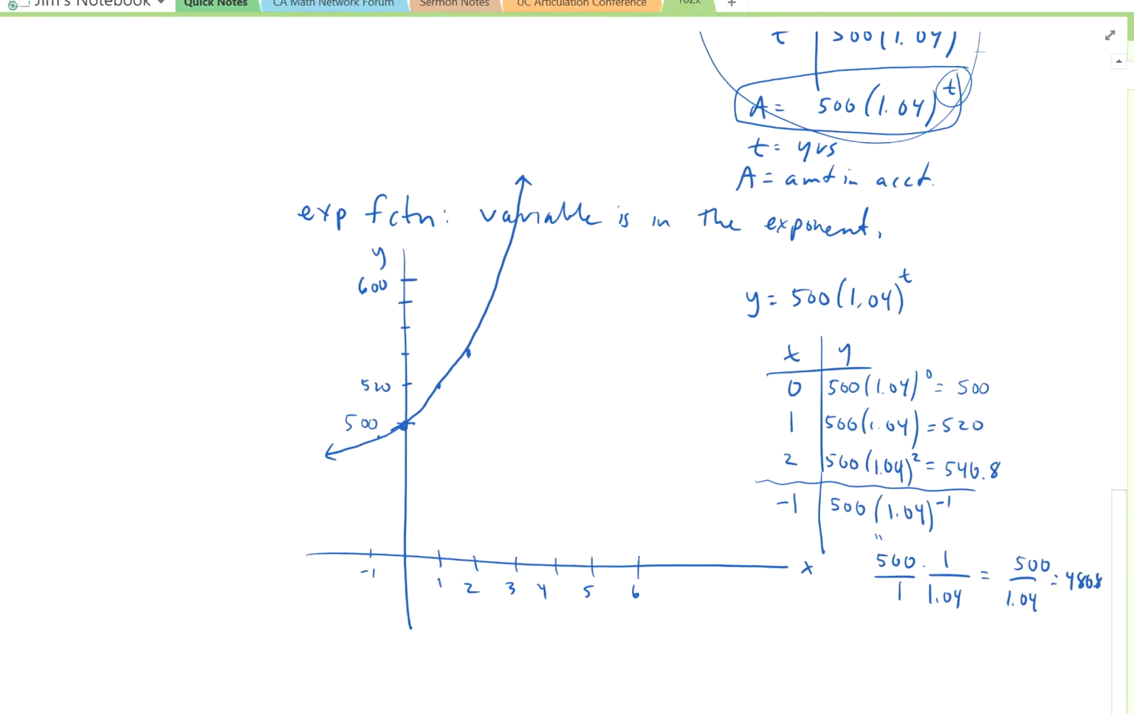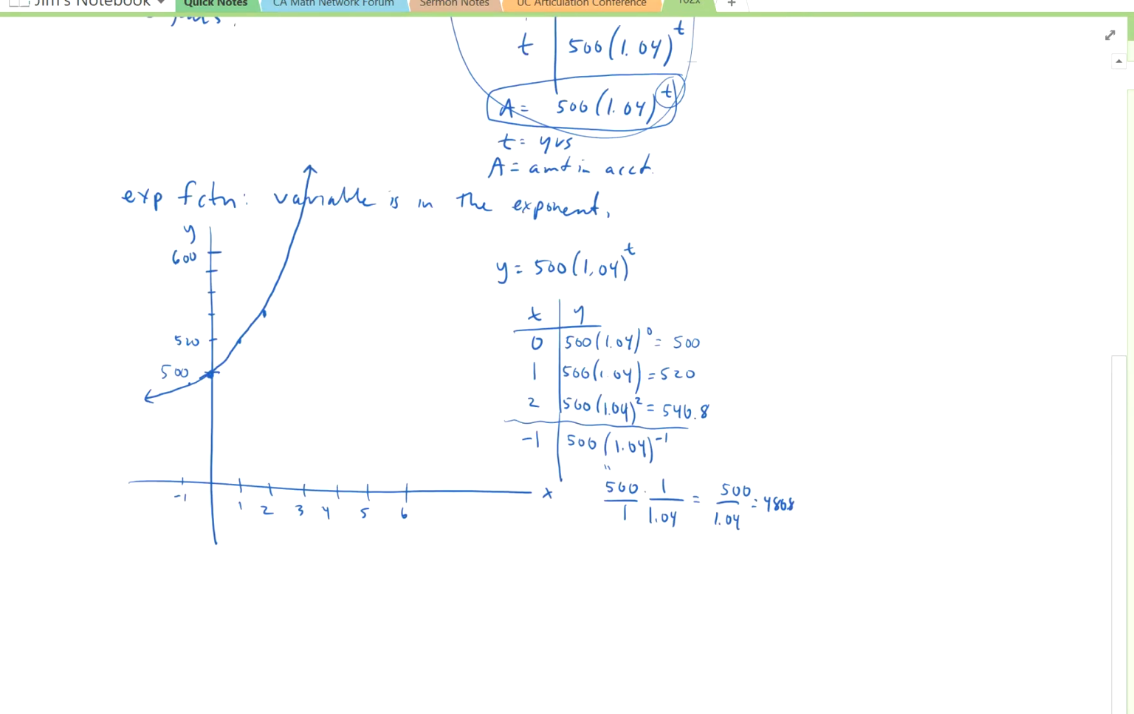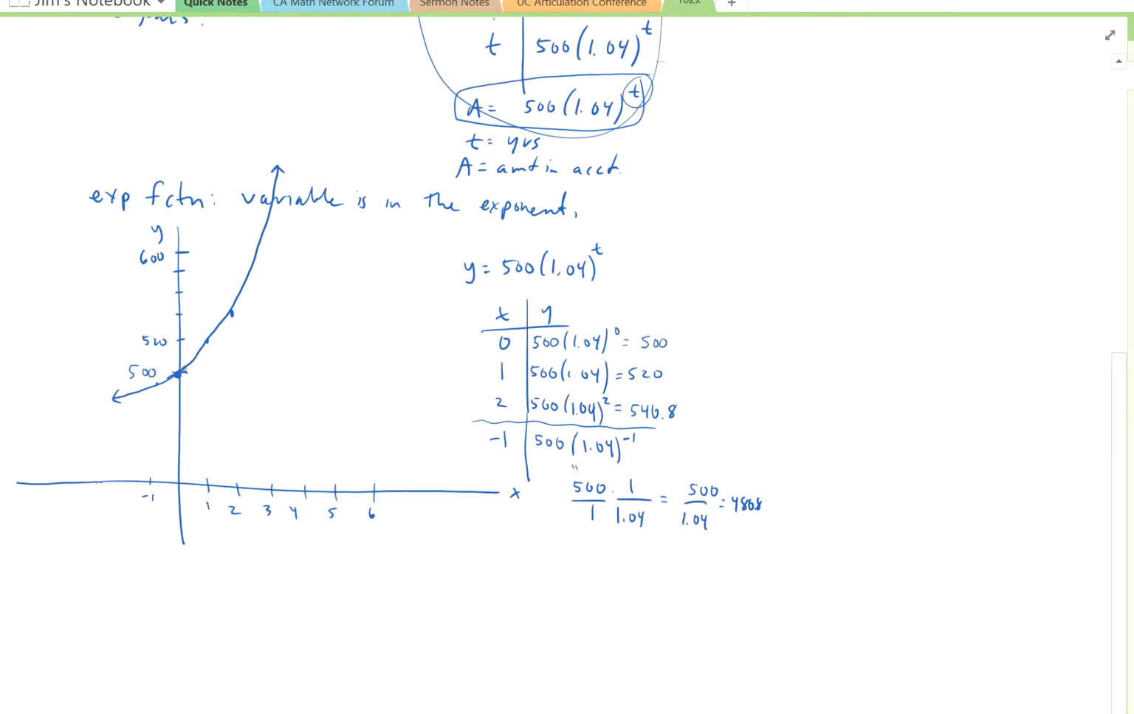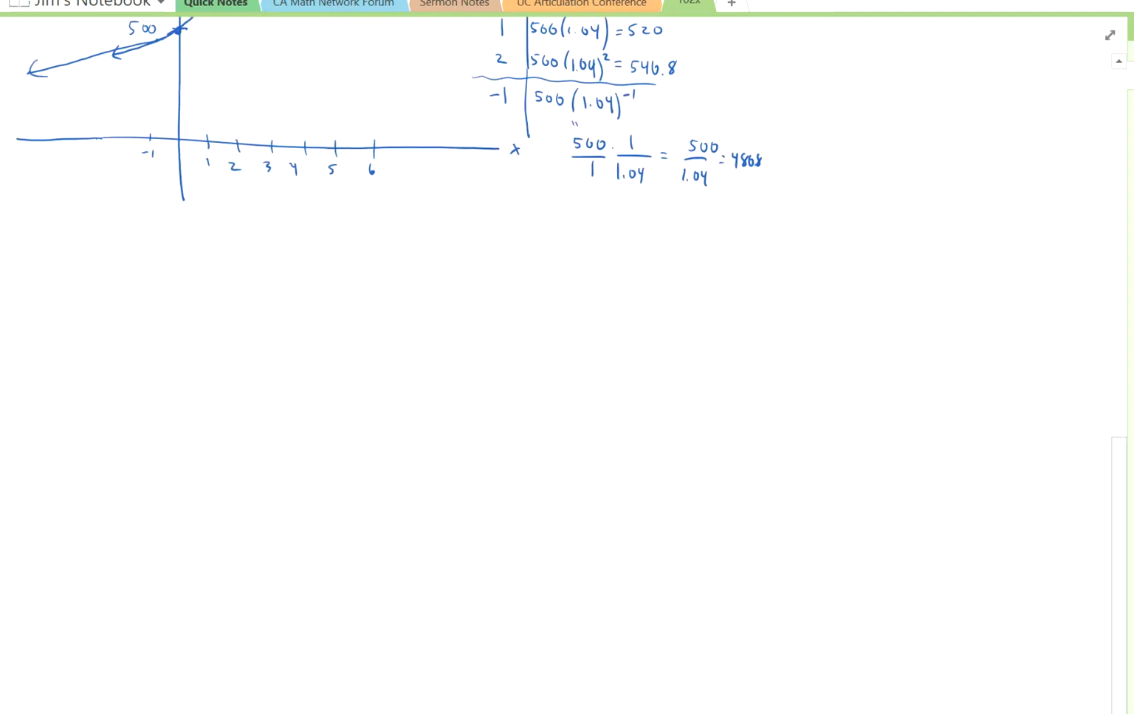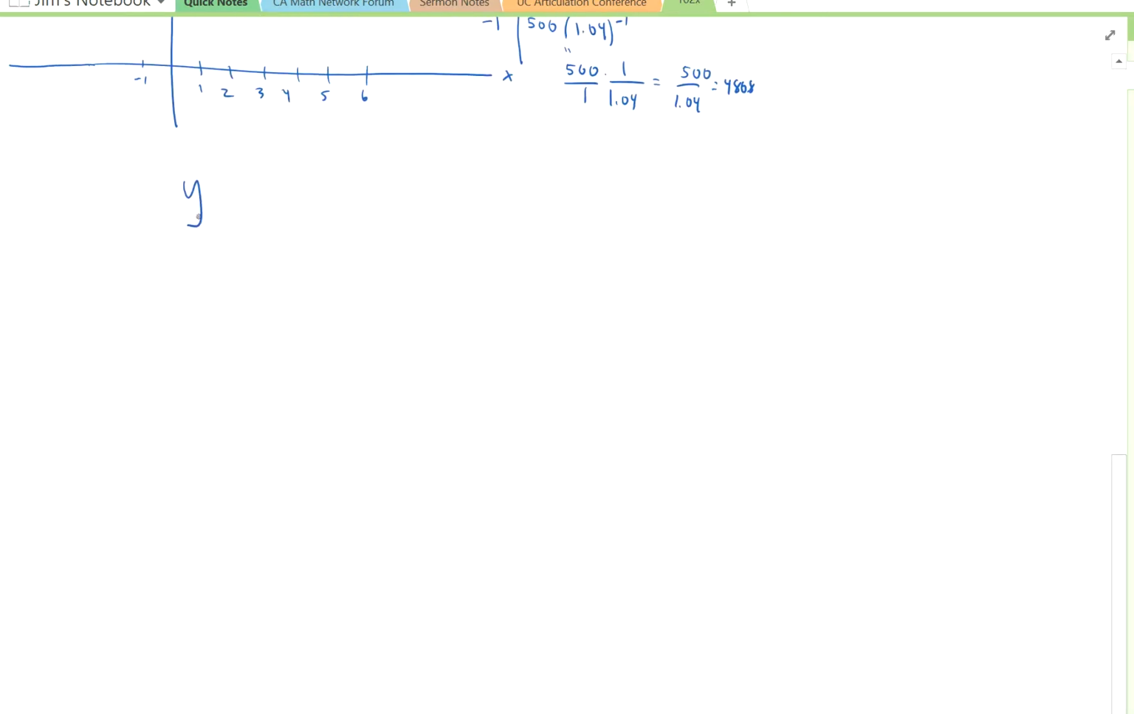Okay, so if I wanted to actually extend this out more, this just keeps getting lower and lower and lower. This keeps getting higher and higher and higher. So let's look at this in general. I've got my equation, my table, and my graph of this specific exponential function. So let's look at a generic one, like y equals 2 times 3 to the x. This is an exponential equation because the variable is in the exponent.